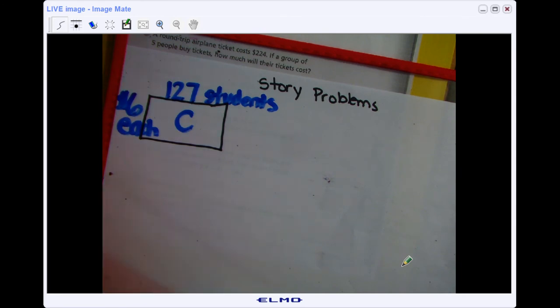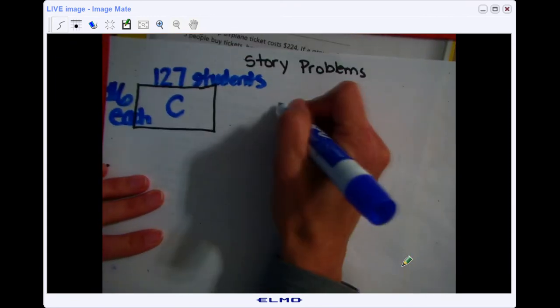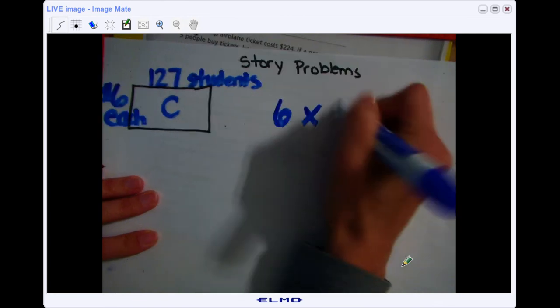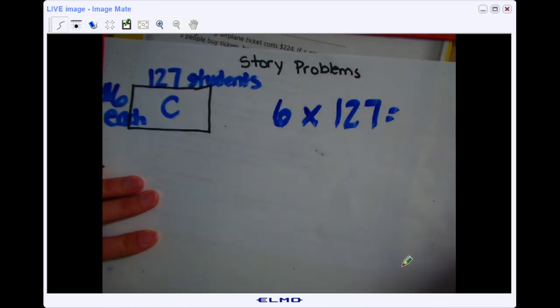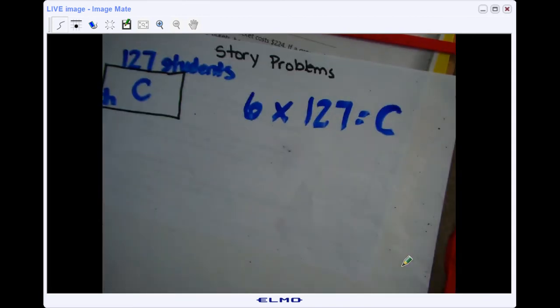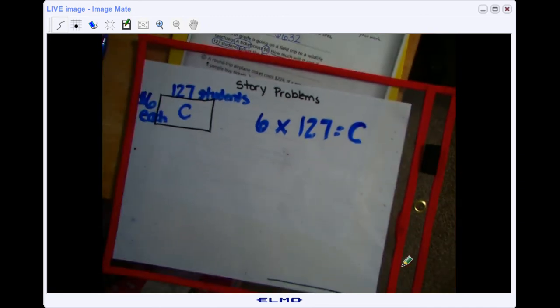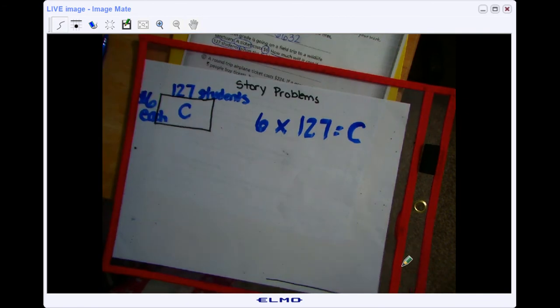As I look at my deal sheet, I see that step 6 is to write the equation. And so my equation, I'm going to write that with a variable. My equation is 6 times 127 equals, and remember that it's going to equal C. So I'm going to write that equals C. All right. Now I'm ready to solve this problem. Okay, and I can choose my method to solve it.